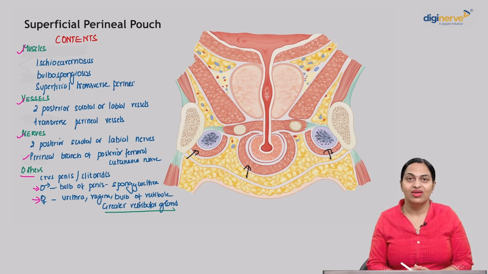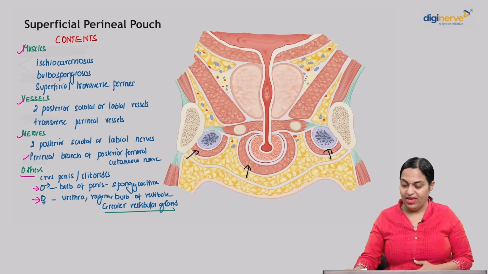So remember, the bulbourethral glands in the male, the Cowper's glands, were present in the deep perineal pouch. The greater vestibular glands are present in the superficial perineal pouch in females.